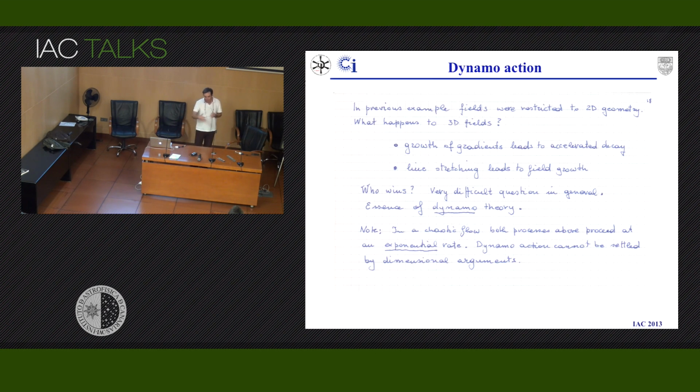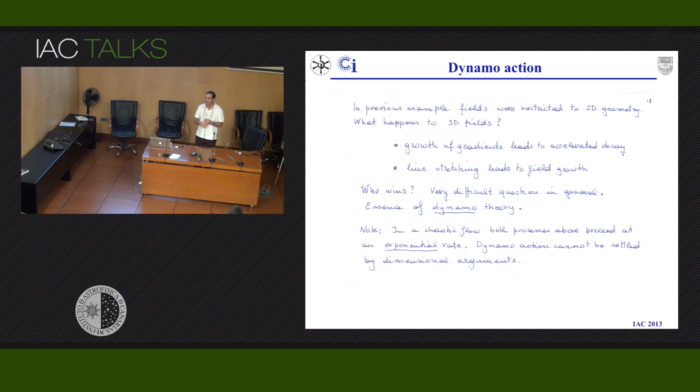So the reason why I told you all of this is that the induction equation is a linear equation. You think, how hard can it be to show that these exponentially growing solutions exist for these particular flows? Well, I don't know. It seems to be harder than you think. Okay, that's all I can tell you.